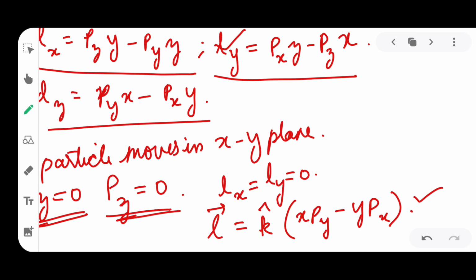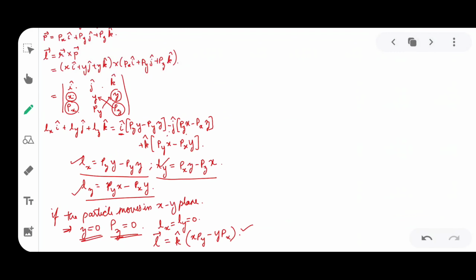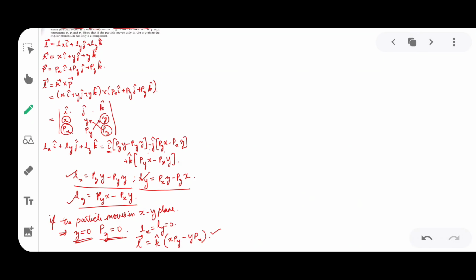So hence proved. That is what they asked us to prove, that if the particle is moving in the xy plane only, then the angular momentum has only a z component. So that is what we have proved.